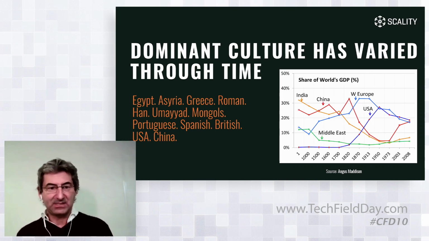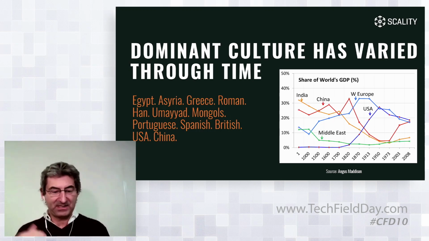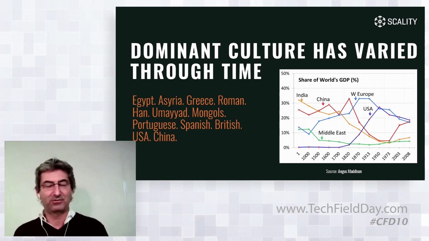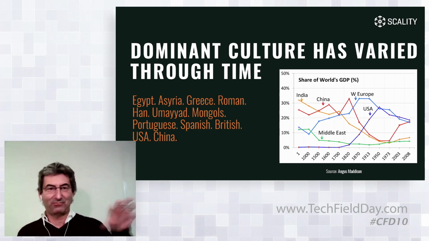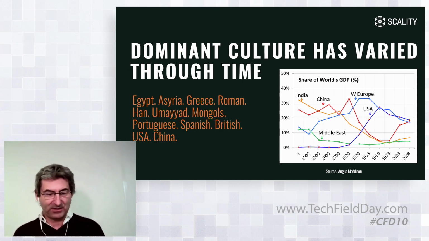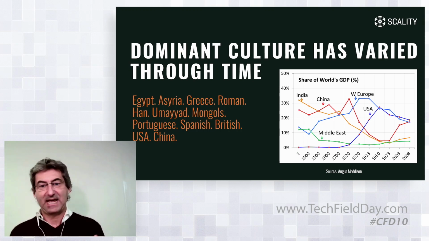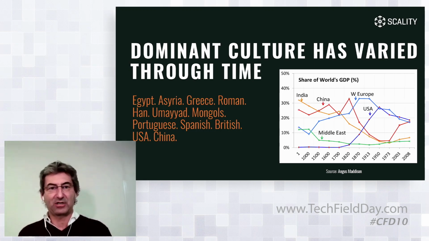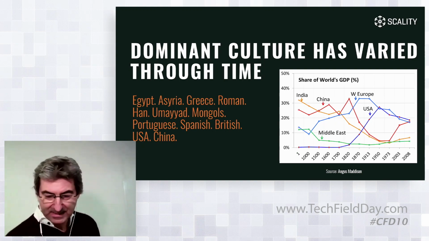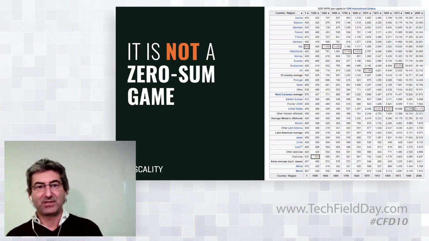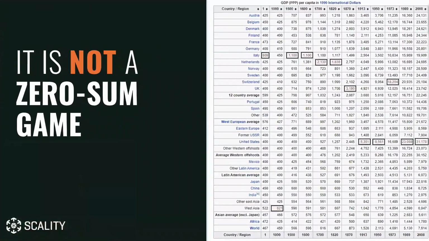And through that time, the dominant culture was Egypt and then Assyria, the Greeks, Romans, the Han, the Umayyad. Everyone forgets about the Mongols, who had a massive power among Western Europe and Northern Asia for a while. The Portuguese, the Spanish, the British, USA. And I'm putting China here because clearly China is now coming onto the map as a superpower. And it's not a zero-sum game. People who have power are the people who have the most money. On this slide, the ones that are in a square are the power that has the most GDP per capita.